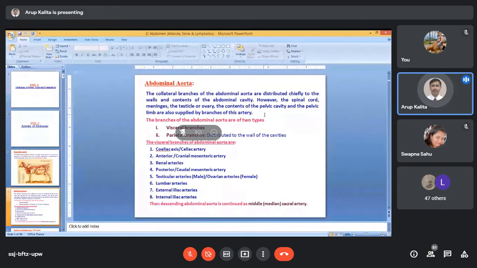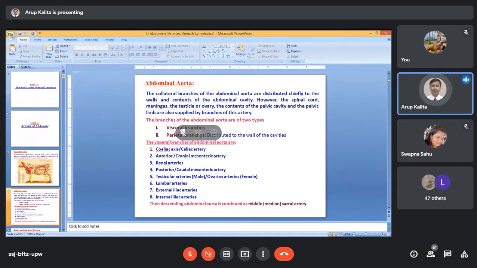Now what are the branches? The main branches are divided into two types. One is called visceral branches, one is called parietal branches. The parietal branches are distributed to the wall of the cavities. That means the collateral branches of the abdominal aorta that supply the wall of the abdomen are known as parietal branches, whereas the visceral branches will supply the contents of the abdominal cavity.